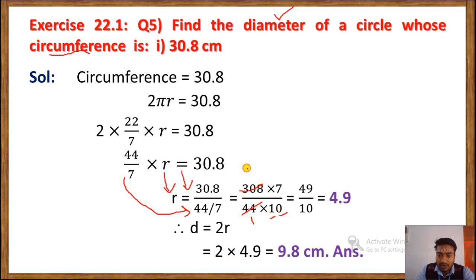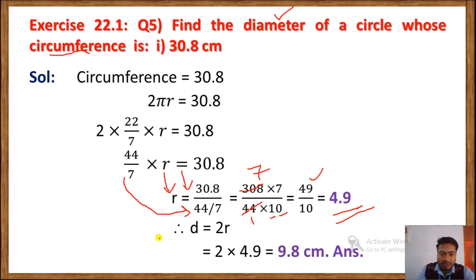Now 44 goes 7 times, because when you multiply 44 into 7, you get 308. Understood? Now 7 into 7, 49, divided by 10 into 1, 10. Now when we divide, we will get the radius here, 4.9. This is the radius. Now we got the radius.